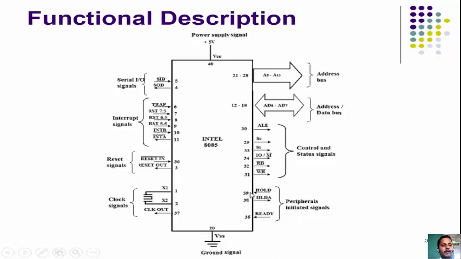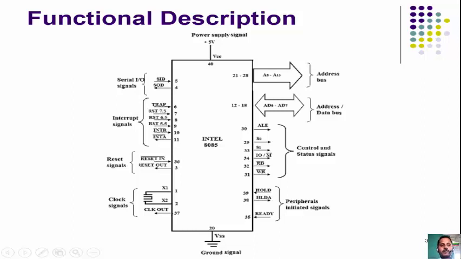Then pin number 38, pin number 39, DMA access pins. Pin number 35 is the active high ready pin. So the main use of the ready pin is that, suppose the processor is busy in an operation like memory reading or memory writing or IO read or IO write kind of cycle.